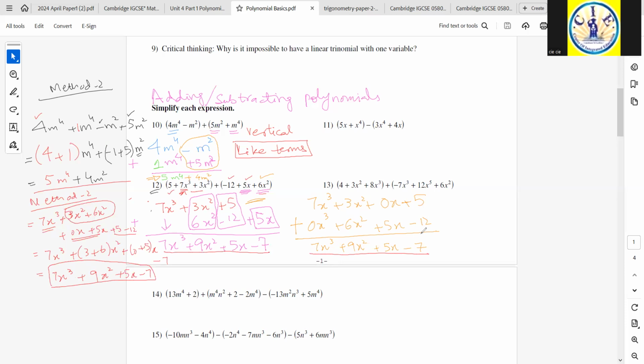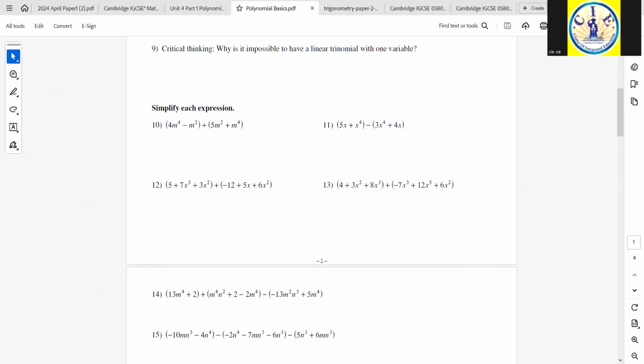So this is how we need to solve these questions. Okay, after this now we are going to have a concept of how do we subtract polynomials. So this is part number 11. Again doing it with one of the methods like the vertical method.